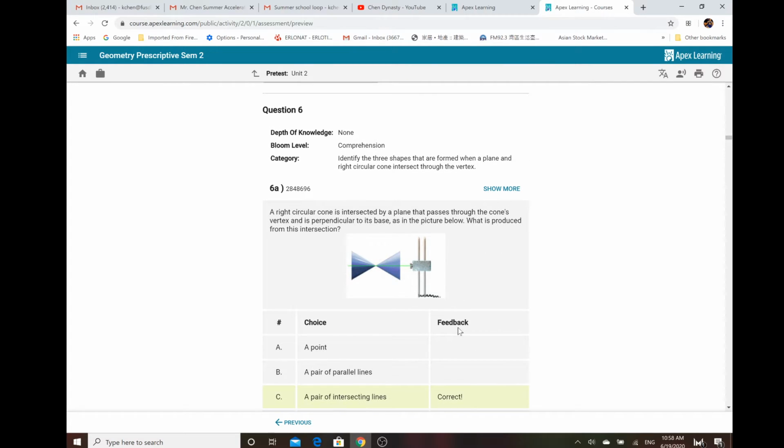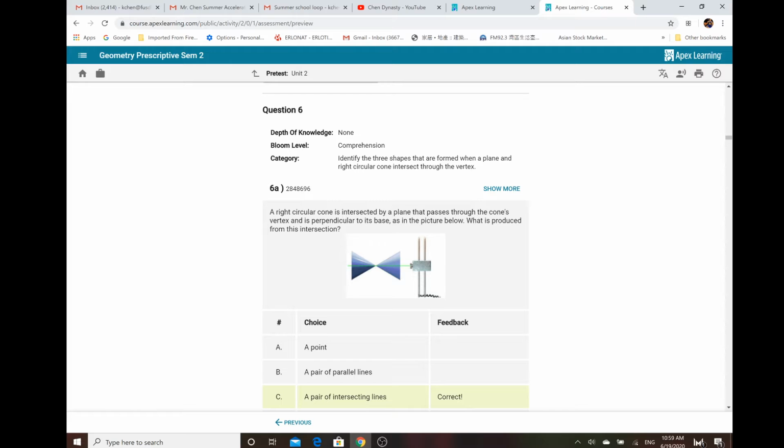So now this one is about a different kind of perspective: identifying the three shapes that are formed when a plane and a right circular cone intersect through the vertex. Let's say that we have a projector projecting on the nappe, and then we have a different kind of view to find out the element.